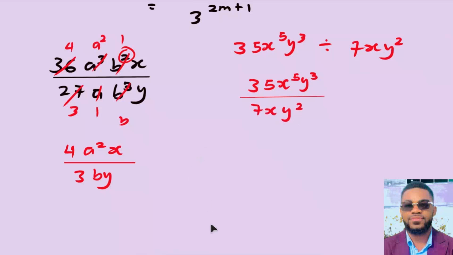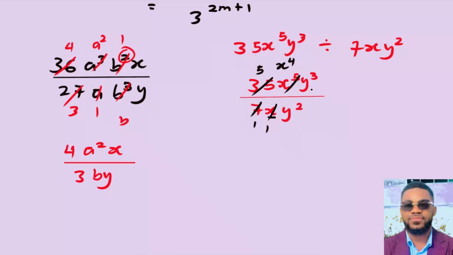So what do we do? We do cancellations. So let's cancel out. We have 7 and 35. 7 goes into itself 1, it goes into 35 5 times. We have x here, this is x exponent 5. So I can use this x to cancel itself, and it goes into this one how many times? That is x exponent 4.